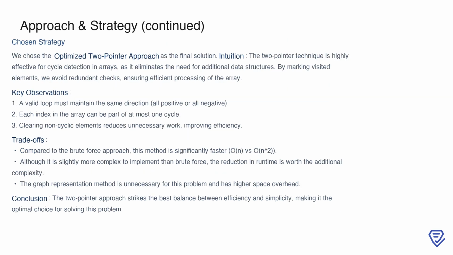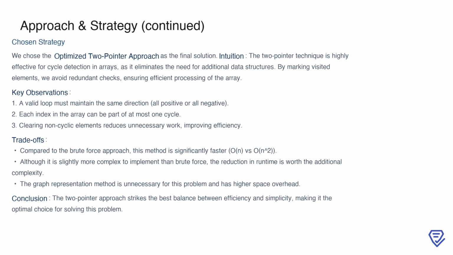After analyzing the options, we selected the optimized two-pointer approach as the final solution. The intuition behind this choice lies in the effectiveness of the two-pointer technique for cycle detection in arrays. This method eliminates the need for additional data structures, making it both space-efficient and performant. By marking visited elements during the process, we also minimize redundant checks, ensuring that the entire array is processed efficiently.